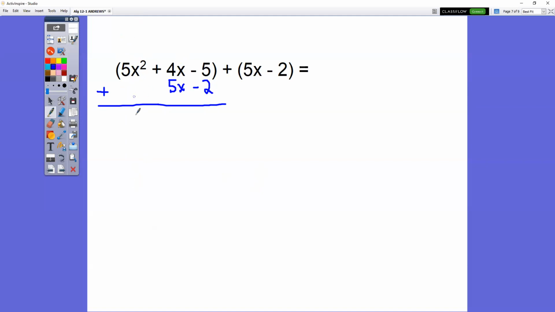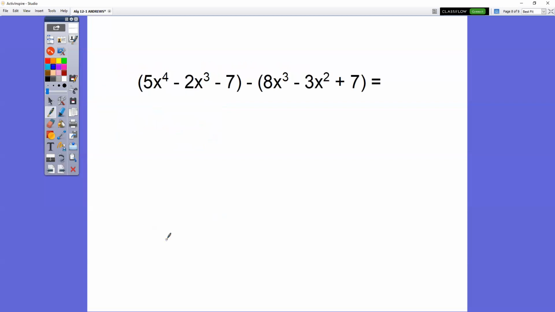5x squared plus nothing is 5x squared. 4x plus 5x is 9x. Negative 5 plus negative 2 is negative 7. However, when I write it, I'm going to write minus 7. So 5x squared plus 9x minus 7, it's in standard form already with our biggest exponent coming first. Try this one, please.